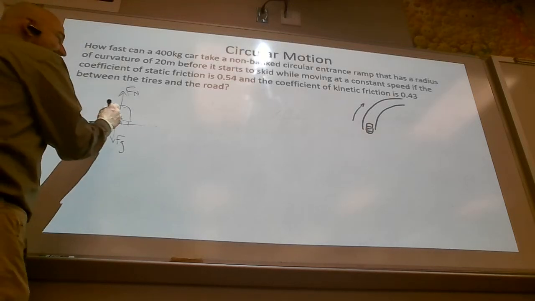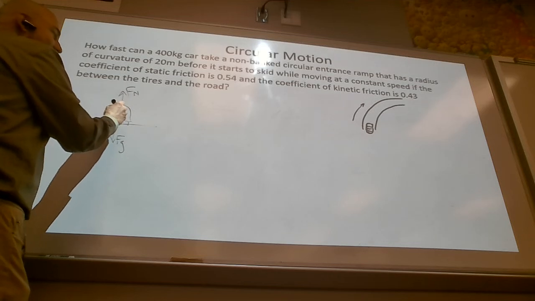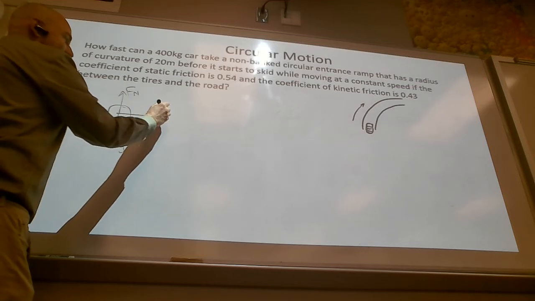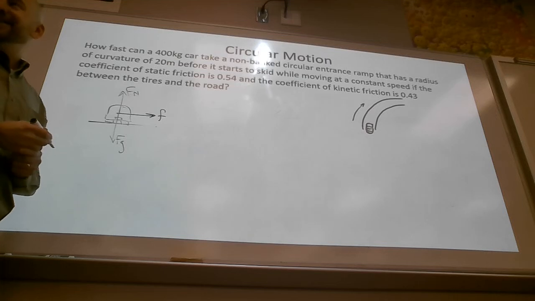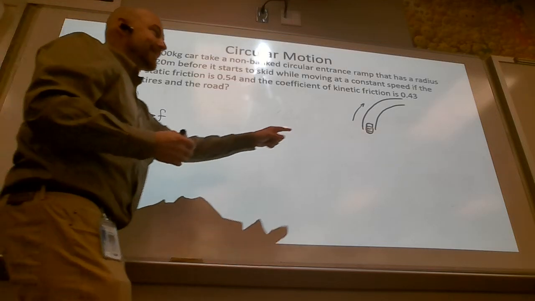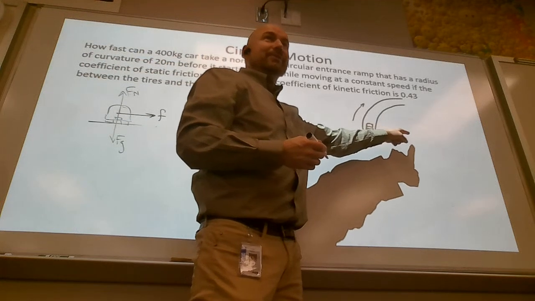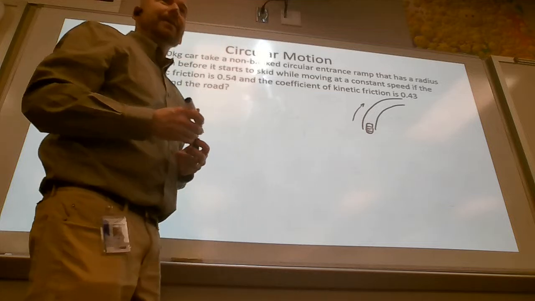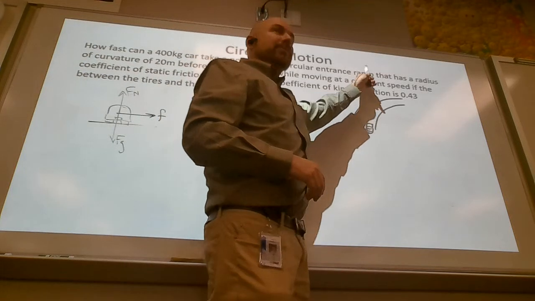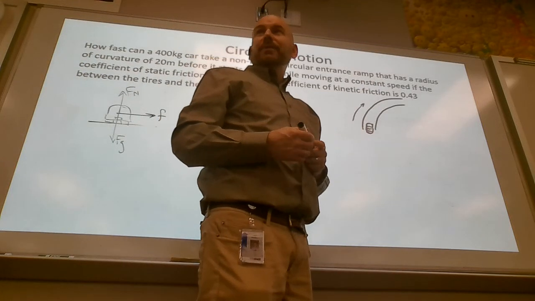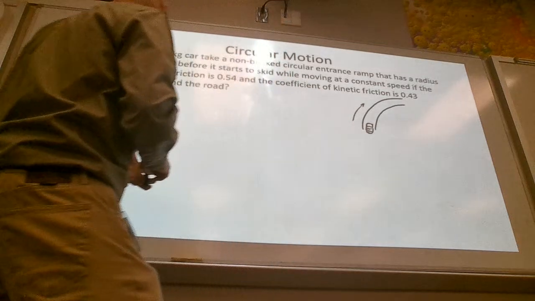Friction acting towards the center of the circle. Yes? Does that make sense? Towards the center of the circle. Okay. If you didn't have friction, which way would it slide? Right? You need friction, gripping between the tires and the road.